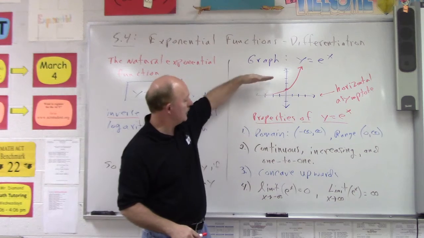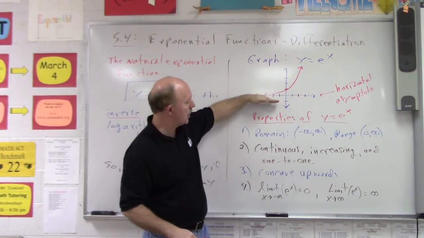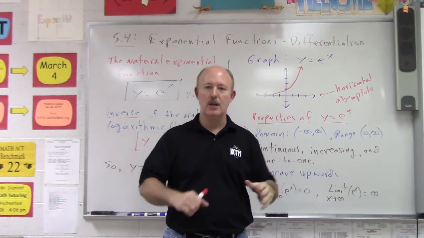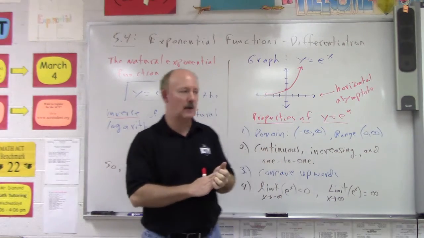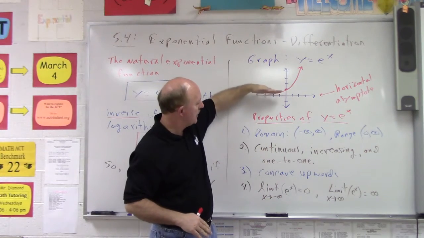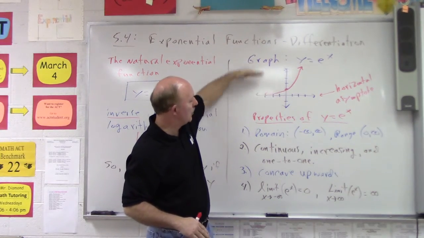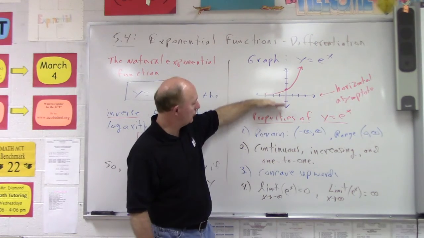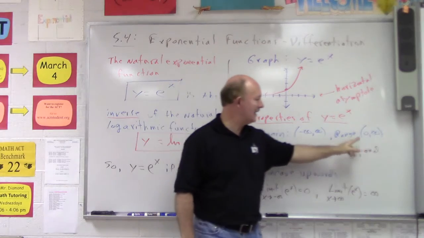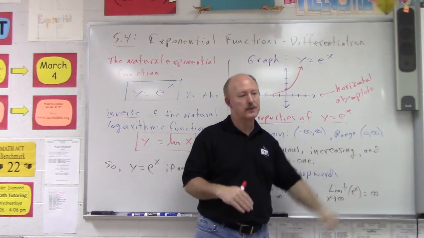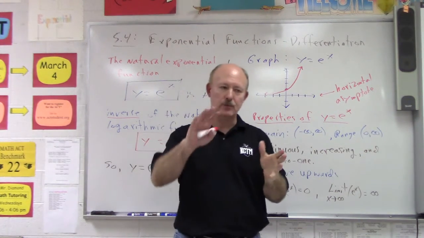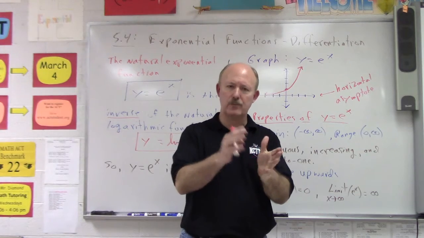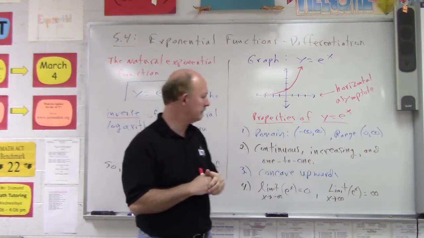Whereas the range, if you look at the graph here, the graph will never go below the x-axis. The range is your y values. From the graph, you can tell that only the y values above 0 are used. Y values below 0 are not used. Also, 0 is not part of the range. So we can say the range is greater than 0 to positive infinity.